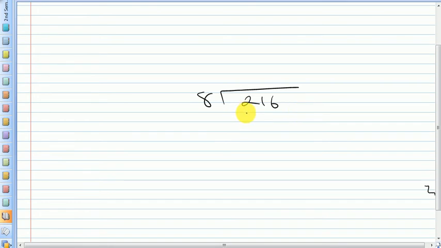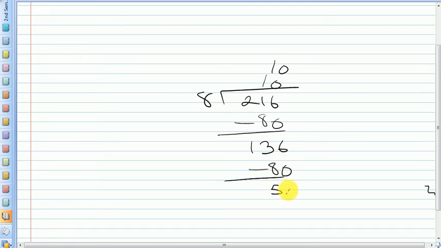So a kid in the back raises his hand and says 10. Great, you write down 10. Okay, there is no wrong answer. 10 times 8 is 80. We subtract and we ask how many times 8 can go into 136. Same kid raises his hand and says 10 again. Fine, you write 10. 10 times 8 is 80. We subtract, we get 56, okay?